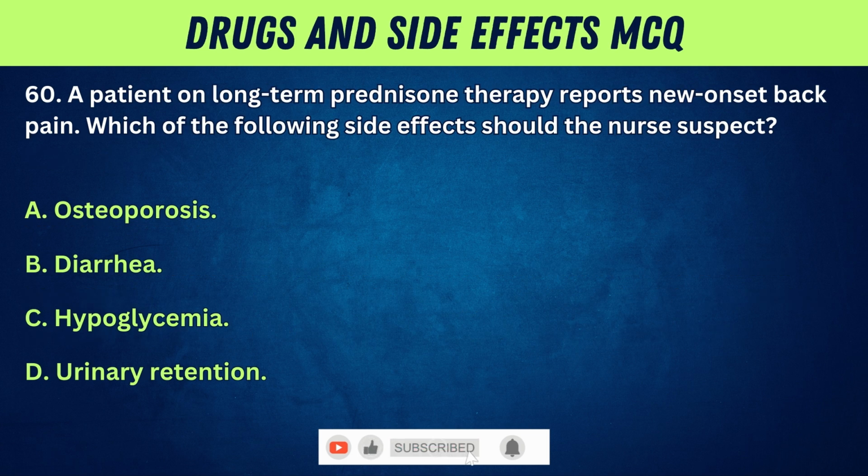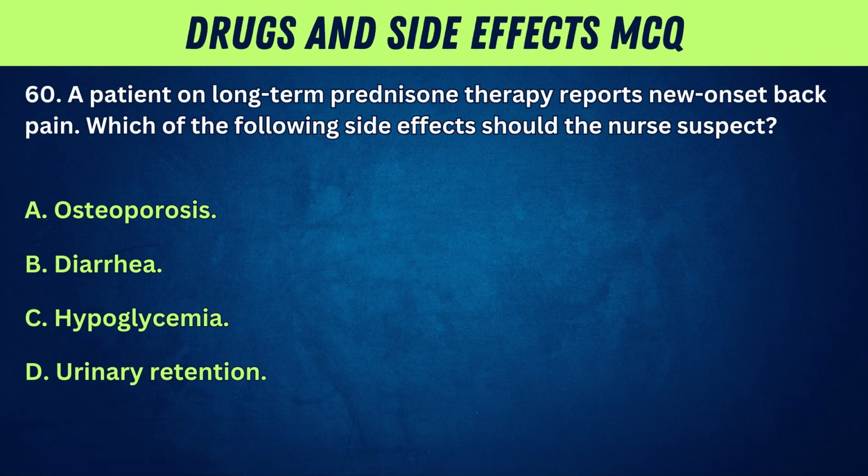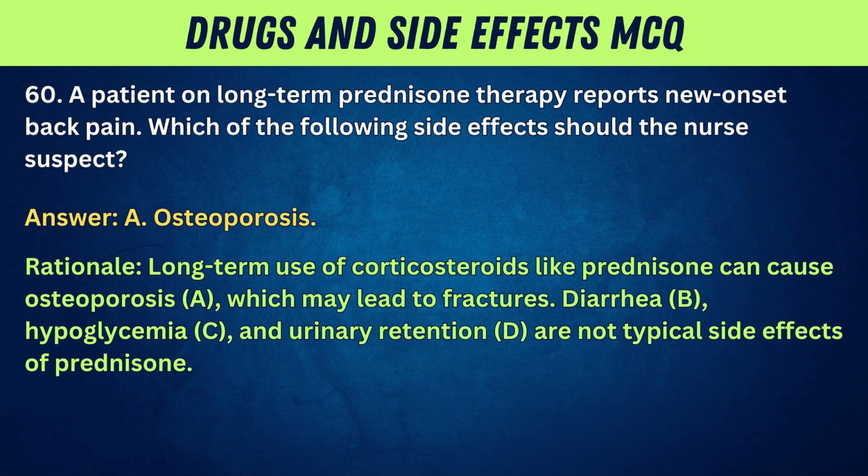60. A patient on long-term prednisone therapy reports new-onset back pain. Which of the following side effects should the nurse suspect? A. Osteoporosis. B. Diarrhea. C. Hypoglycemia. D. Urinary retention. Answer: A.